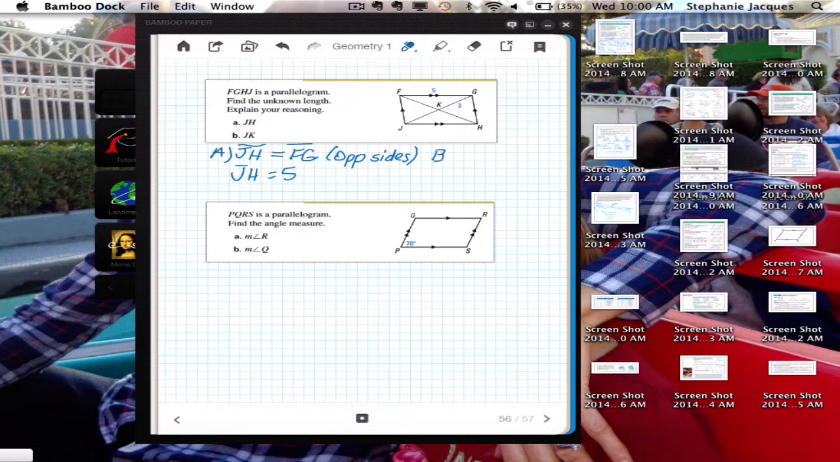Let's look at B. So JK. And I have JK going like this. So it's one of those diagonals that's getting bisected. So remember that your diagonals are going to be equal to one another. So JK should be equal to GK. And since GK equals 3, I know through substitution that JK equals 3. And I'm just going to state that as diagonals.